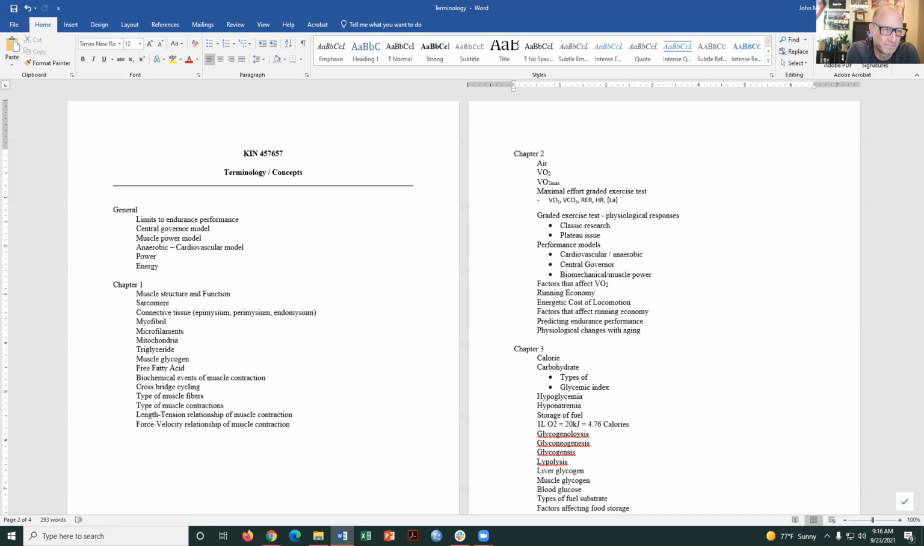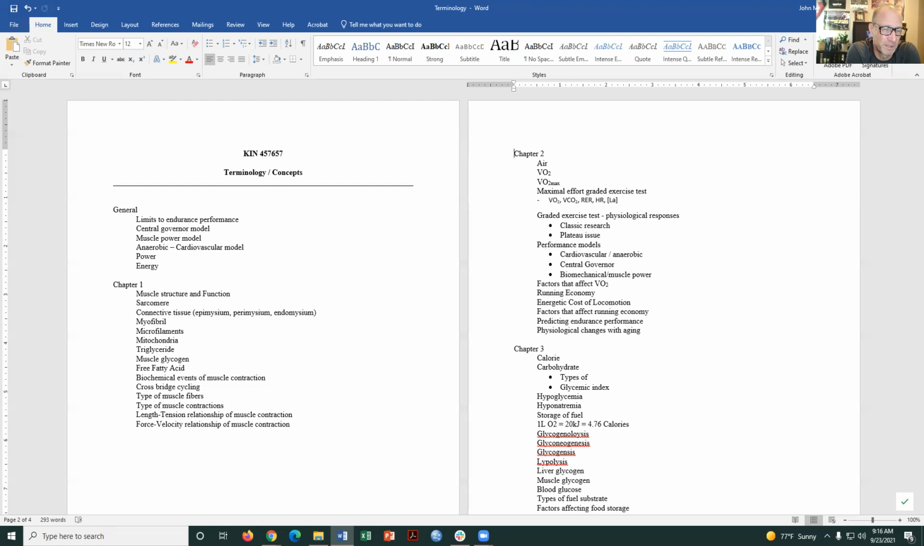upon what we know. But the point of the central governor model is the endpoint of a graded exercise test is far more complicated than just saying, oh, muscle glucose is low. It's much more complicated than a simple physiological explanation. So we'll get into that more, and this ultimately is what we want to understand, is how to do an endurance event faster, or how to go farther in an event.